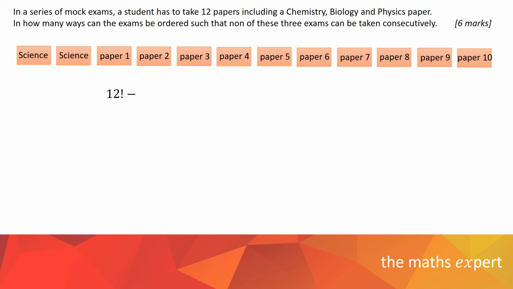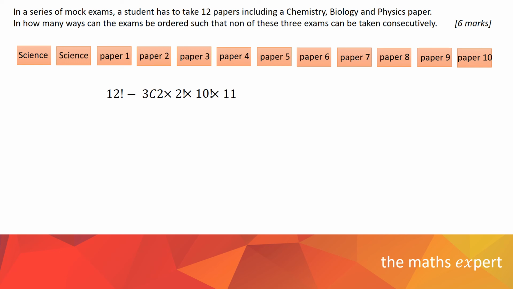Firstly, there are 3 choose 2 pairs of science papers to choose from, and 2 factorial ways for each pair to be arranged. Then, there are 10 factorial ways for the other 10 papers to be arranged, which will include that third paper. And finally, 11 places for this pair to be in if we again consider this pair of science papers moving across by 1 each time.